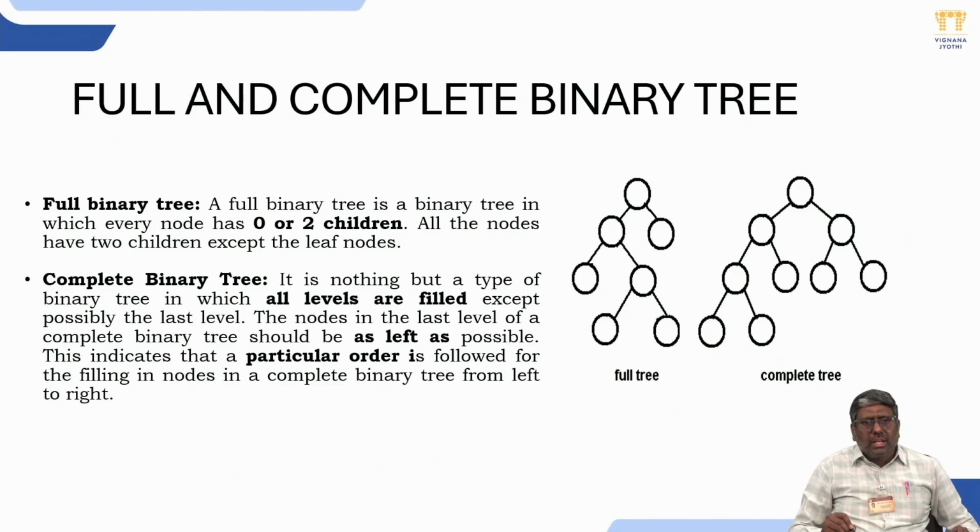Then the full binary tree and complete binary tree. In a full binary tree, each node contains either 0 or 2 children. That type of tree is called a full binary tree. So here in the given tree, this node contains two children.